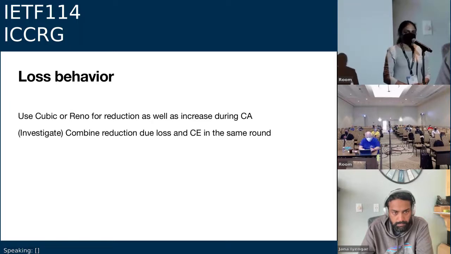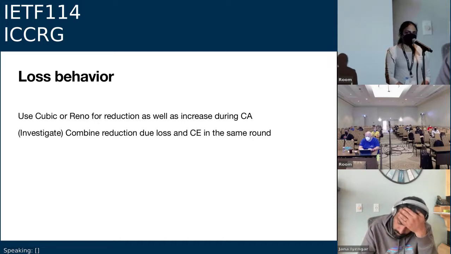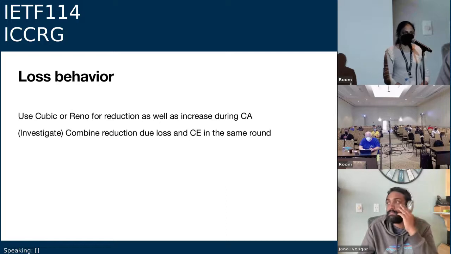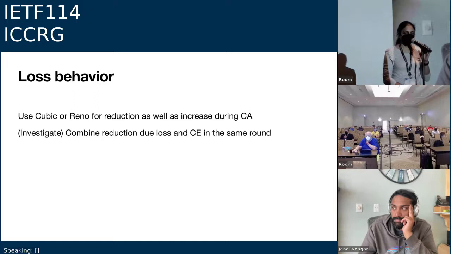Some of the folks asked me whether we need to use Reno for implementing Prague requirements, and that's not true. You don't need to use that. You can use your default congestion controller behavior like cubic and use that for reductions and increase during the loss. It's only during the CE you have to change the behavior for Prague, and there are other caveats that you should look at in the draft, for example, RTT independence and pacing.